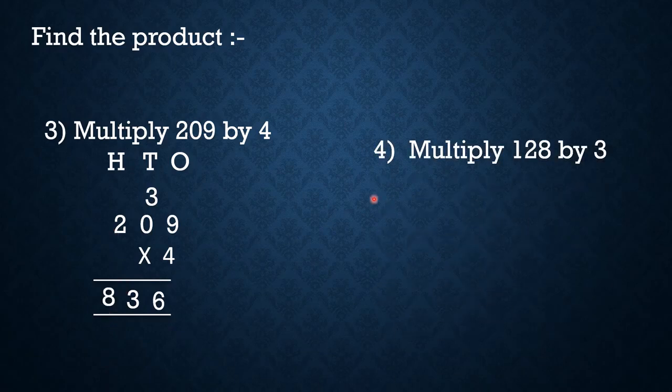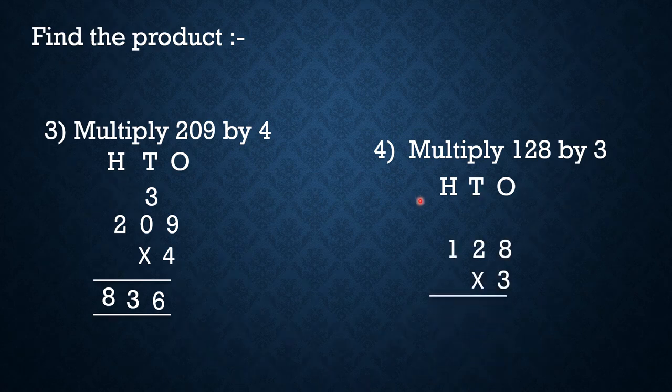Now in question number 4, it is given multiply 128 by 3. So here 128 is the multiplicand and 3 is the multiplier. So first of all we will write 3 places, ones, tens and hundreds, and then 128 and then 3. Now we will start from our ones place. Here we have to speak the table of 3 up to 8.